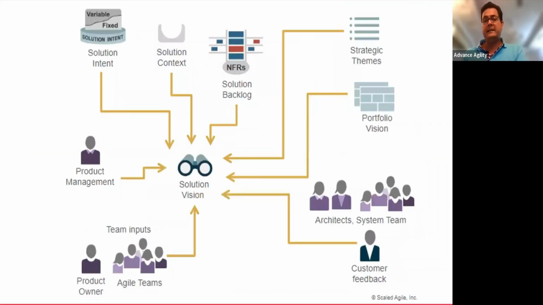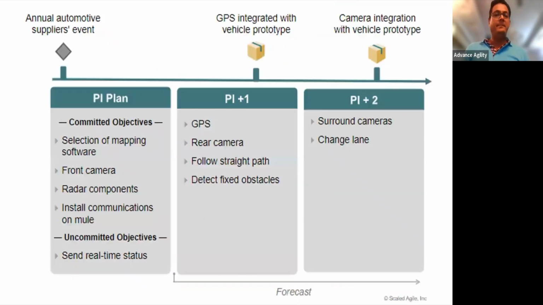So the first part, as we spoke about the inputs, is the vision. The vision has to be ready, the portfolio vision. You should create a solution vision for your train. The second part is your roadmap. The PI roadmap is very, very important because it shows what we are doing in the next PI.